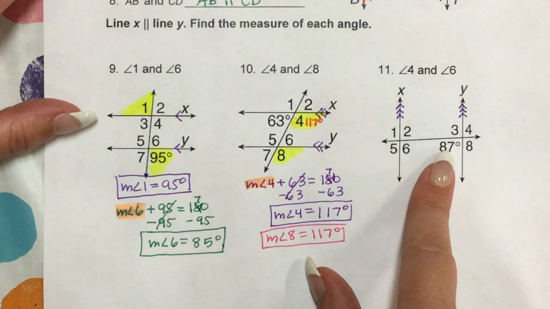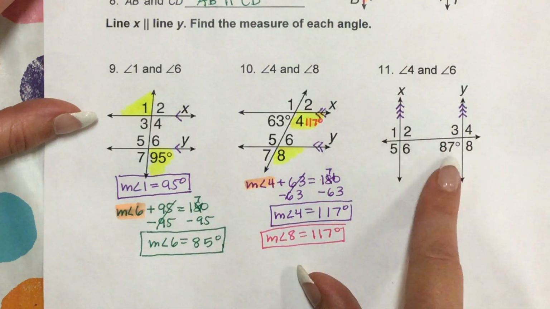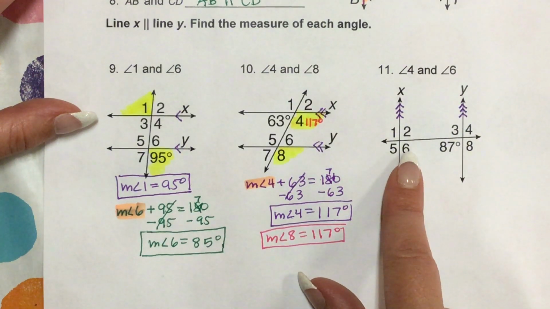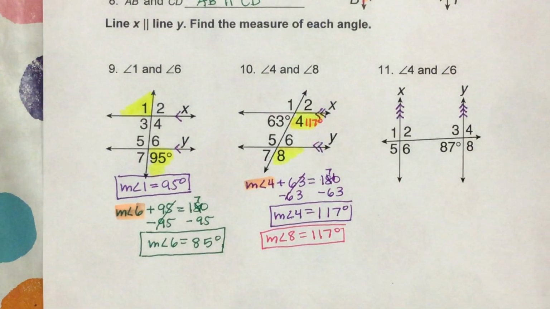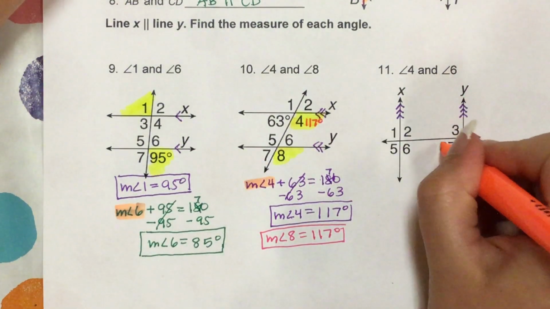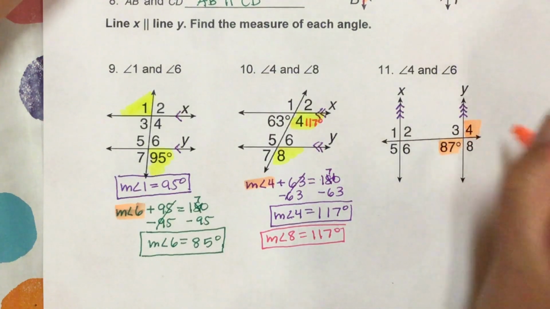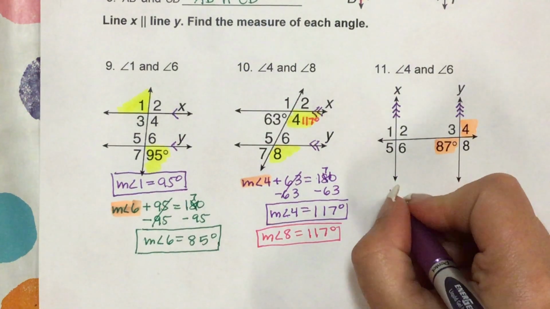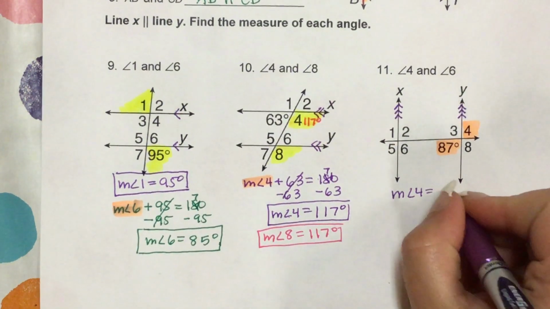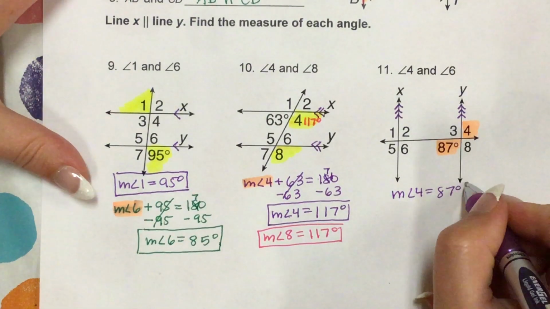The only number they give us is 87. Now, how is 87 related to 4? How is 87 related to 6? What I see is that 87 and 4 are... do you see it? Do you see that they are vertical angles, which means that they're congruent? So we know that the measure of angle 4 is equal to 87 degrees because of the vertical angles.